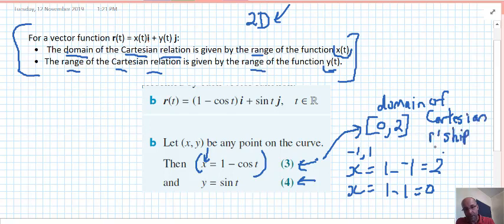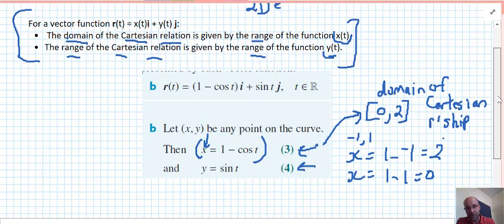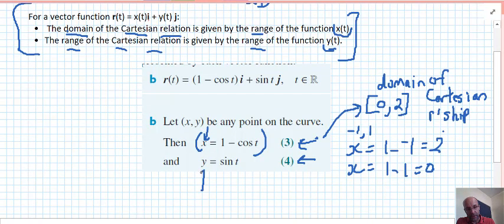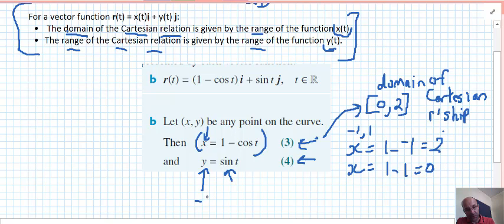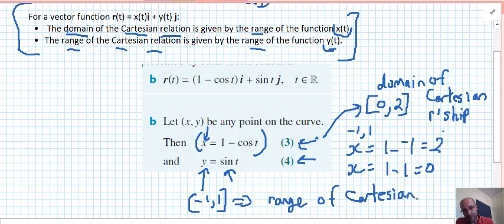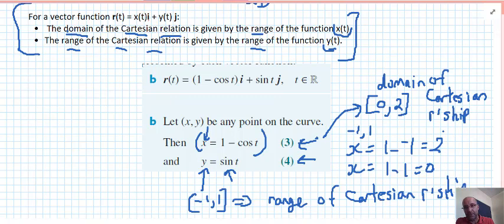Okay, so for the second statement, the range of the Cartesian relationship is the range of y of t, so we're looking at all possible values there. Well, sine of t can be anything from -1 to 1, so that's directly equal to y, so it includes everything from -1 to 1, so that is the range of the Cartesian relationship. Okay, so that's a prelude to the rest of the video.